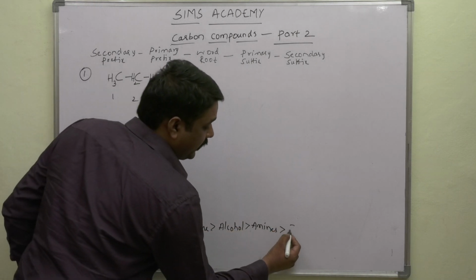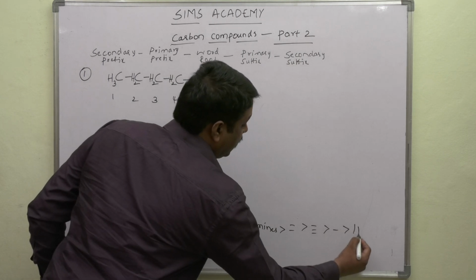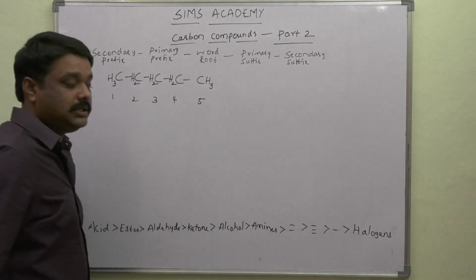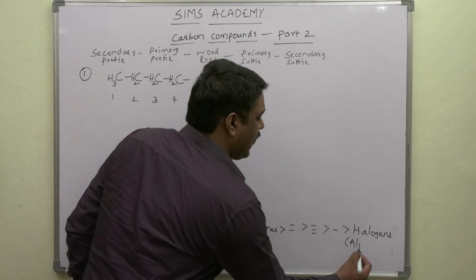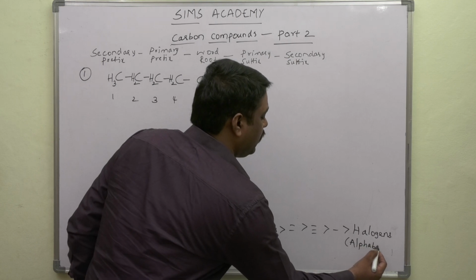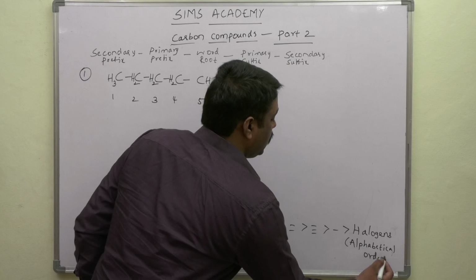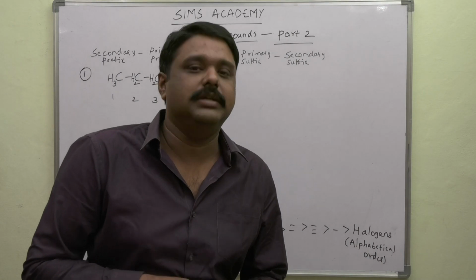Next we have a double bond, triple bond, single bond, and last we have halogens. And the halogens also we have to arrange in alphabetical order. Priority must be given in alphabetical order.